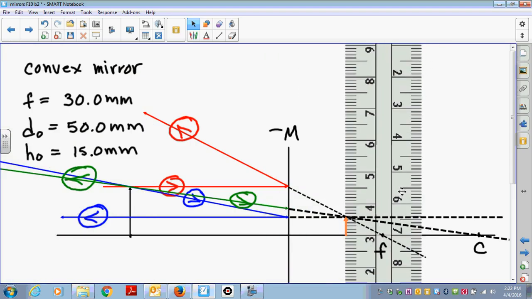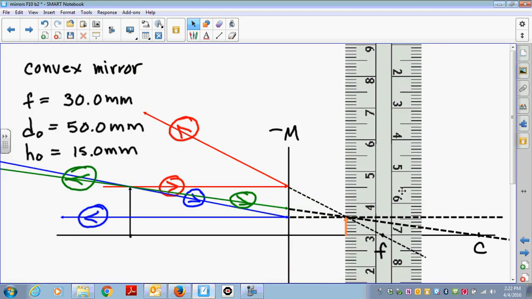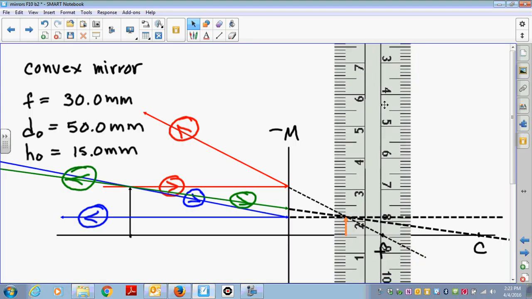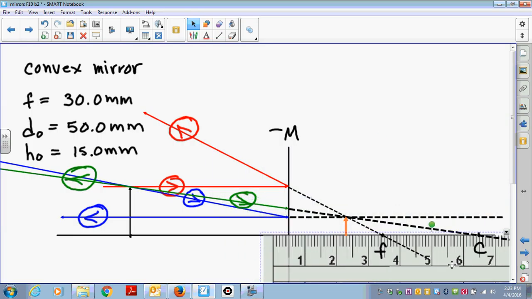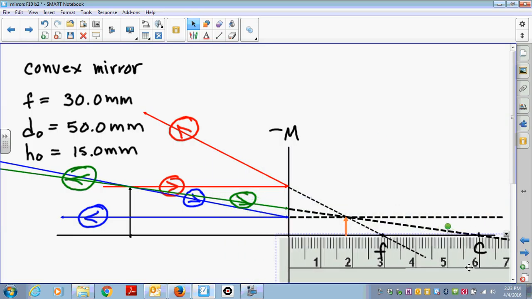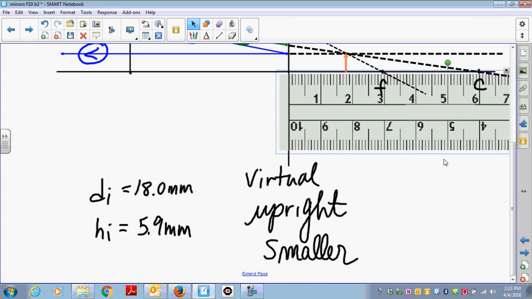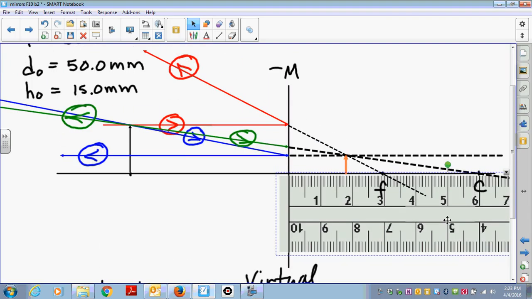So you can see here that the height is going to be approximately 6 millimeters. And if I measure the image distance, I end up getting about 18 millimeters. Okay, so 18 millimeters and a height about 5.9 millimeters. It's virtual, upright, and smaller. Okay, again, the key is if it's upright, same orientation as the object, that usually means it's a virtual image.